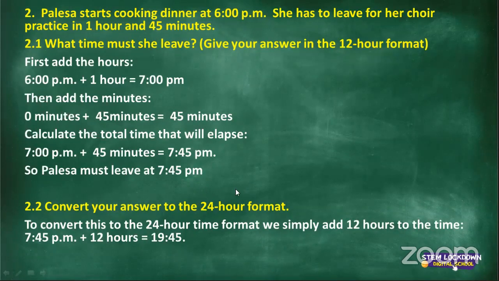And now we are converting our answer to the 24-hour format. To convert to the 24-hour format, as we've explained, you simply add 12 hours to the time. Because 7:45 p.m. is after midday, that's why we are adding 12 hours. So it's 7:45 plus 12 hours, then it's 19:45.